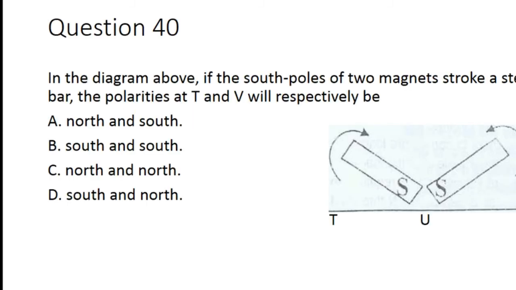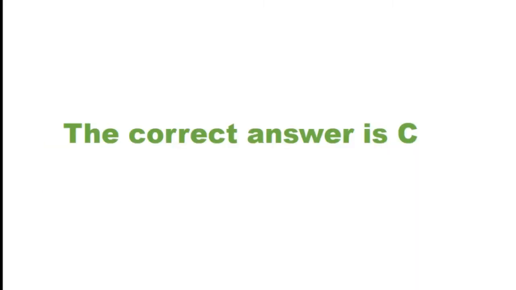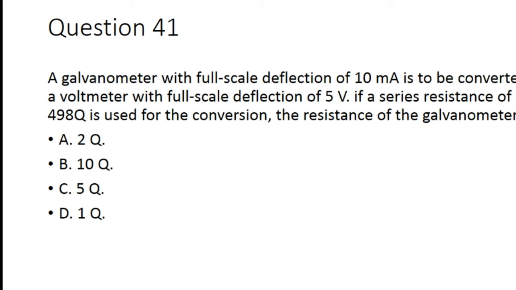40. In the diagram above, if the south pole of two magnets strokes a steel bar, the polarities at T and V will respectively be A. North and south, B. South and south, C. North and north, D. South and north. The correct option here is C. North and north.